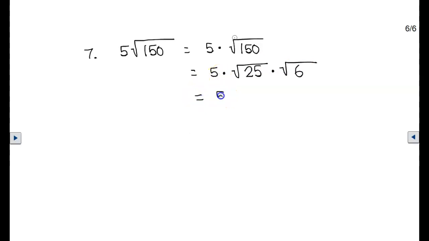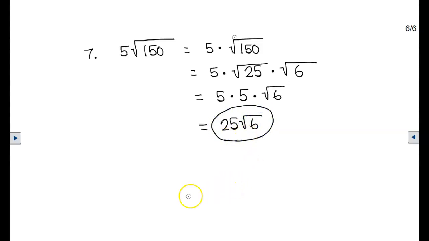Now again, the 5 is just hanging out waiting on me. The square root of 25 means what number times itself is 25. I know that's 5. And then the square root of 6 means what number times itself is 6. I don't have any idea what that is. So now I have 5 times 5 times the square root of 6. And to finish this off, I can multiply the 5 times the 5, which makes that number outside 25. So 25 square roots of 6 will be my final answer.